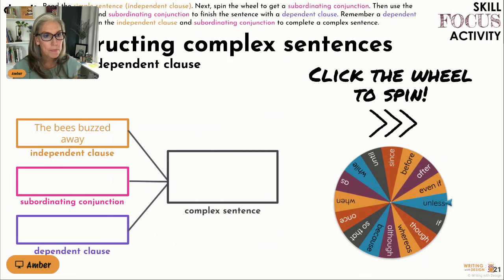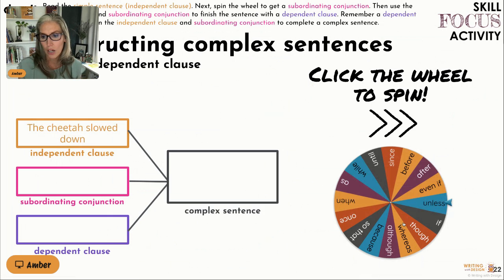All right, what about the bees buzzed away? Then you are going to spin the wheel, choose whatever subordinating conjunction it lands on, and then finish out your sentence based on that. So you have to make sure that the dependent clause makes sense based on what the subordinating conjunction is. The cheetah slowed down. Here's your next one.